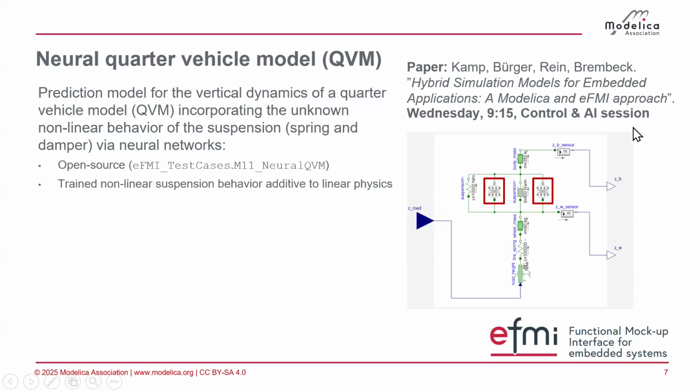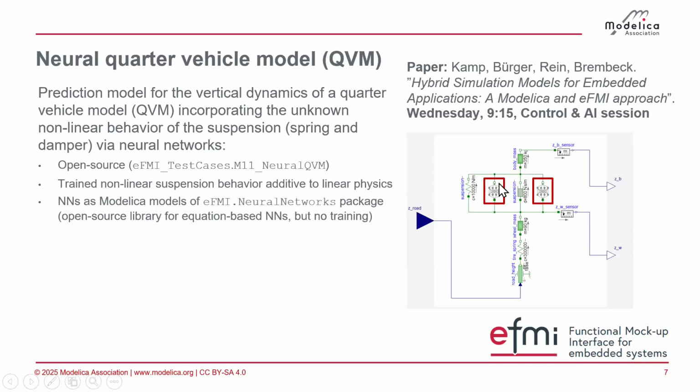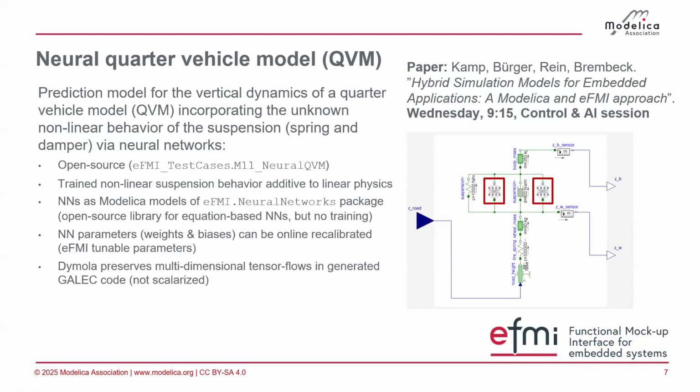We have two neural networks. The neural networks are modeled using the eFMI library, which is publicly available. And there's a new package called neural networks, where you can essentially model Modelica neural networks. It's open source. This is only about modeling the neural network, not about training. Training you have to do somewhere else. You have to train somewhere, and then you get the weights and biases.